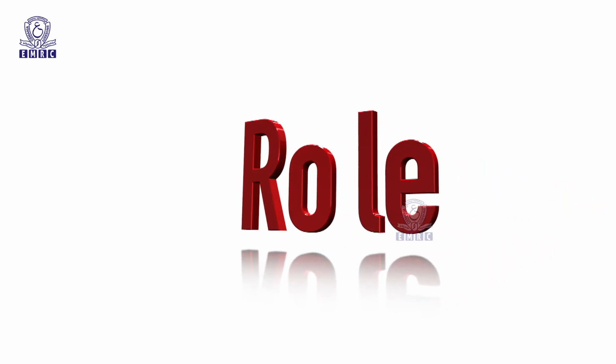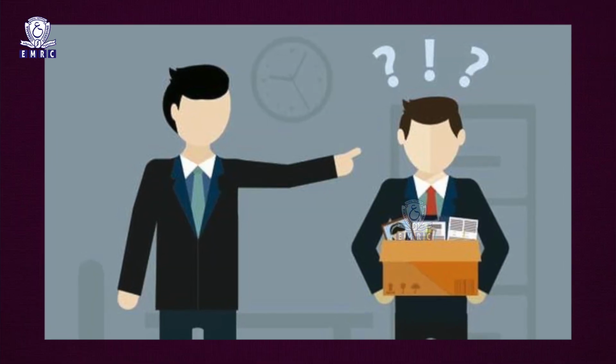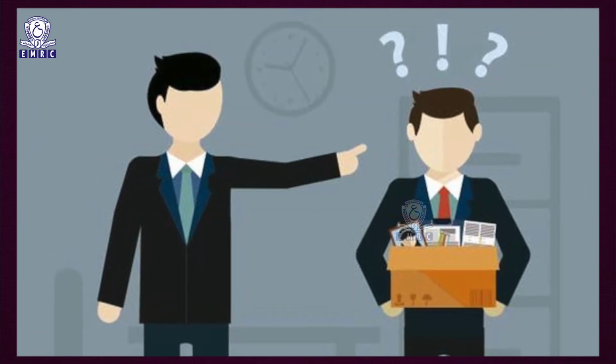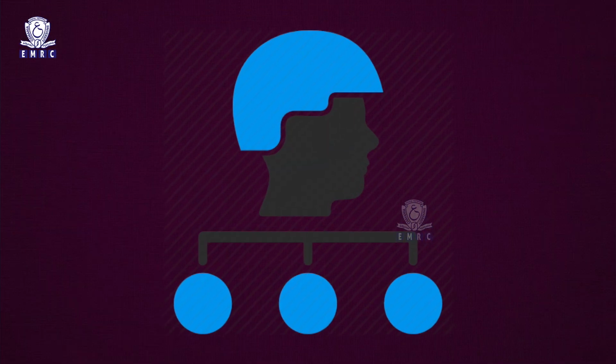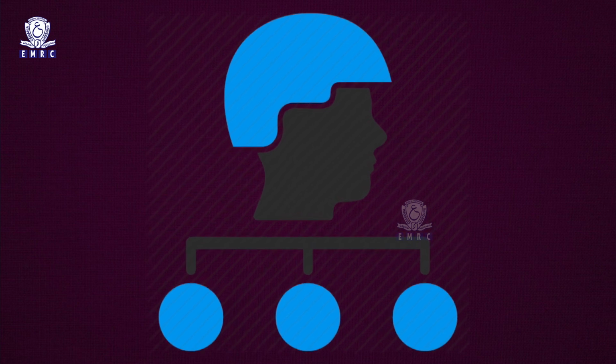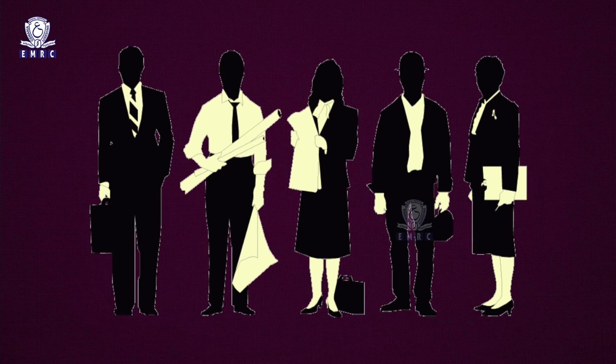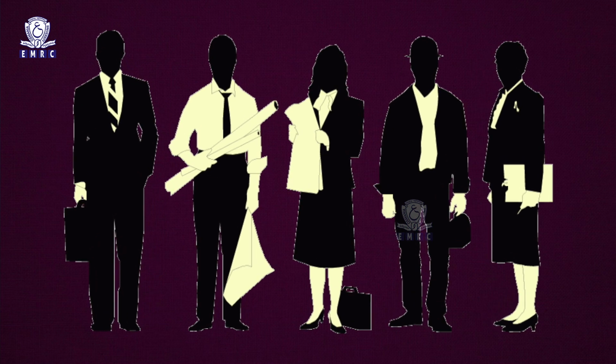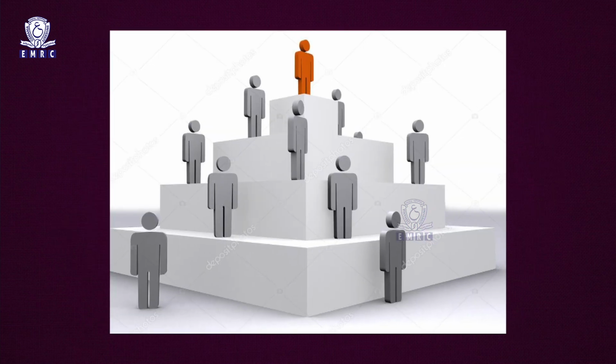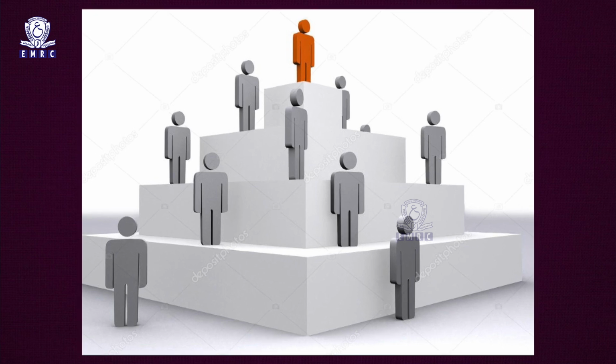Let us look into the role. When people occupy social positions, their behavior is determined mainly by what is expected of that position rather than by their own individual characteristics. Roles are socially defined attributes and expectations associated with a social position. A role is the expected behavior associated with a specific social status.